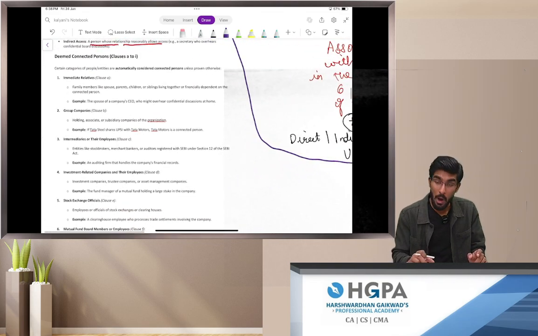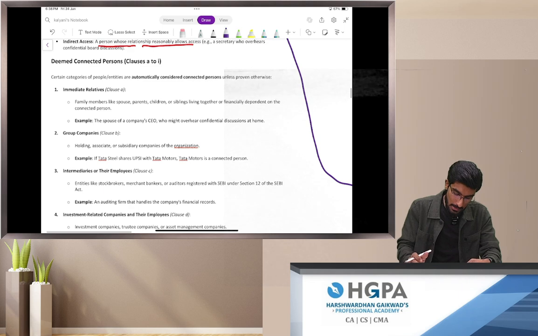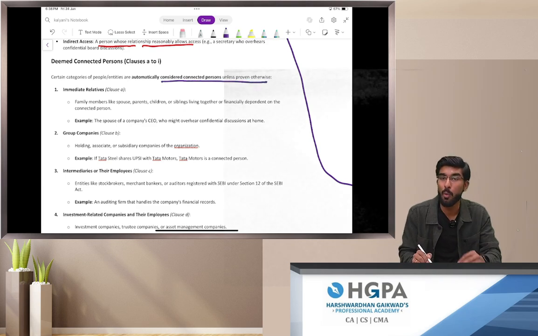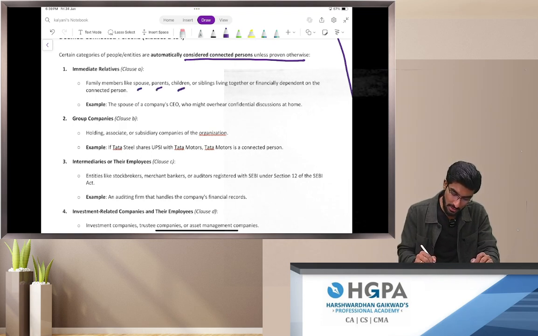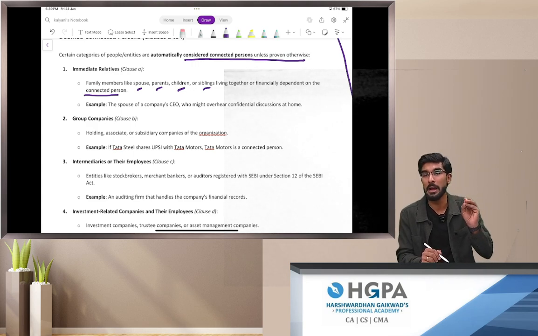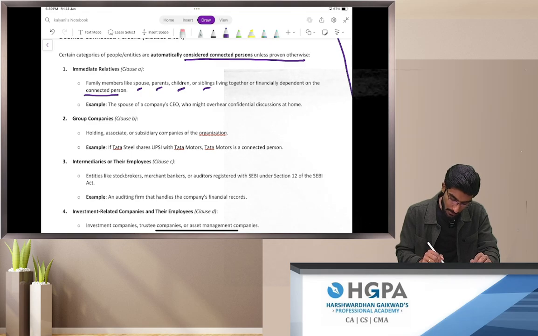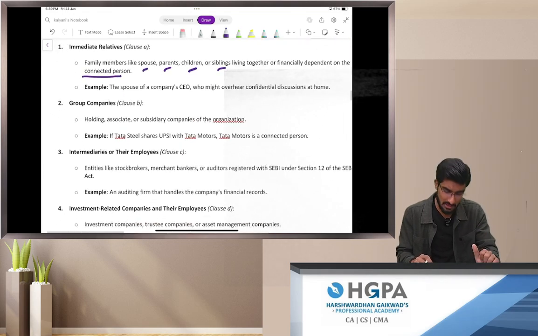Let's understand who are deemed to be connected persons. Certain categories of people or entities are automatically considered connected persons unless proven otherwise. Number 1 is immediate relatives. Rajat Gupta, his spouse, parents, children, siblings living together or financially dependent on the connected person will be called immediate relatives. This is clear, people. This is very obvious.